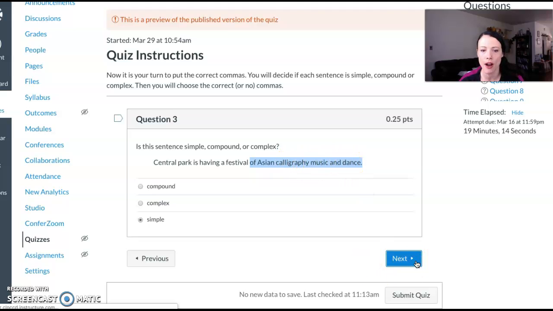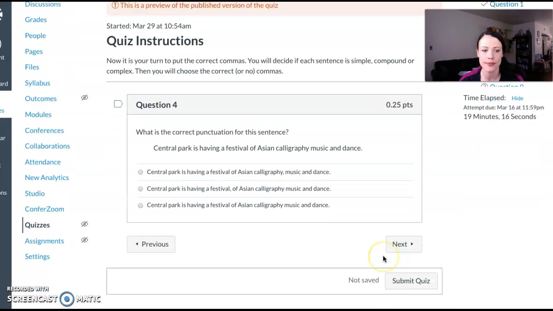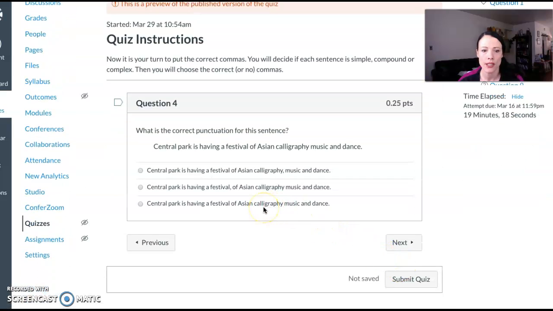So what do we do for the commas? We need to separate the items in our list. So Asian calligraphy, comma, music, and dance. You could put a comma here, but I didn't give you that option, so this one is correct.